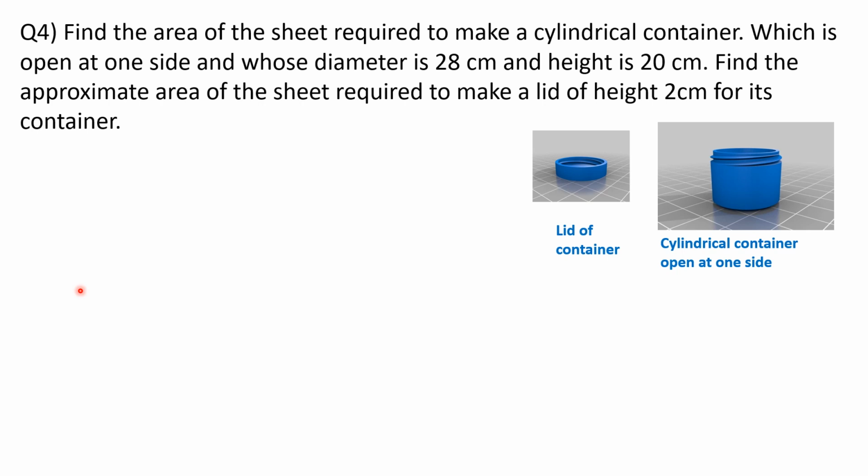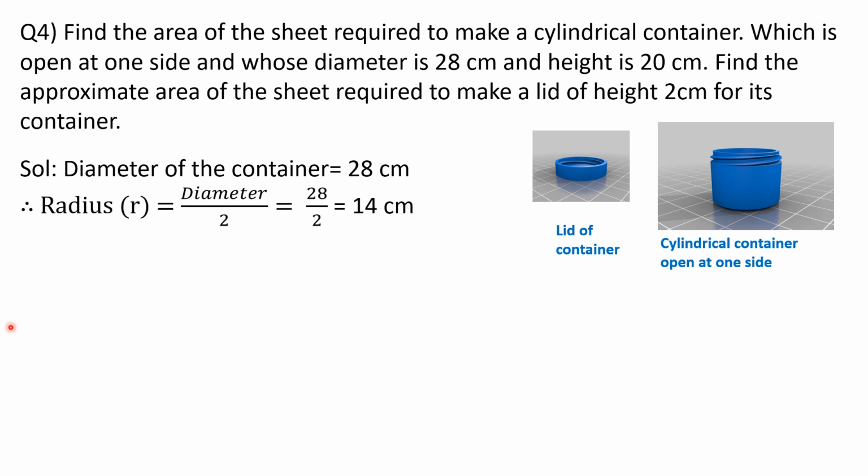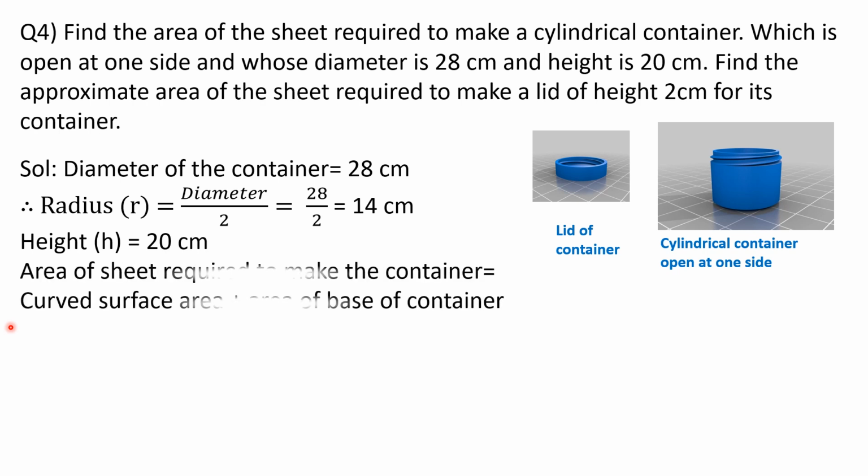Okay, student, so we'll start. Solution: diameter of the container is equal to 28 centimeters. From this we can find the radius. Therefore radius r is equal to diameter upon 2, that is 28 upon 2, that is 14 centimeter. Now, student, height of this container is 20 centimeter. Now we have to find the area of sheet required to make the container, that is equal to curved surface area plus area of the base of container.